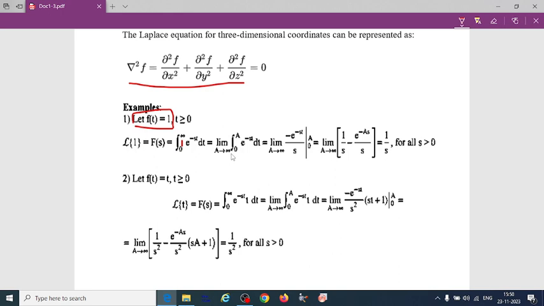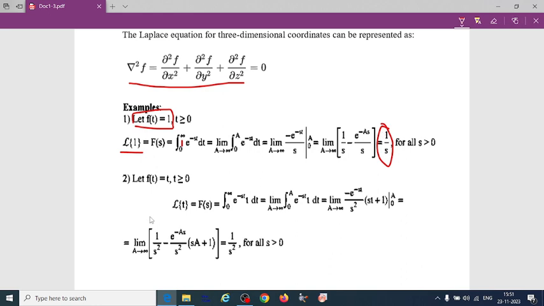If we put the limit 0 to A, then the integral of e to the power minus s t dt, you just have to integrate with respect to time, then you will get e to the power minus s t divided by minus s. Put the limits 0 to A, just replace infinity with capital A. Then finally, if you put the limits, the second term is going to be 0, and the first term is left with 1 divided by s, where s is greater than 0. So this is how the Laplace transformation of 1 is 1 divided by s.